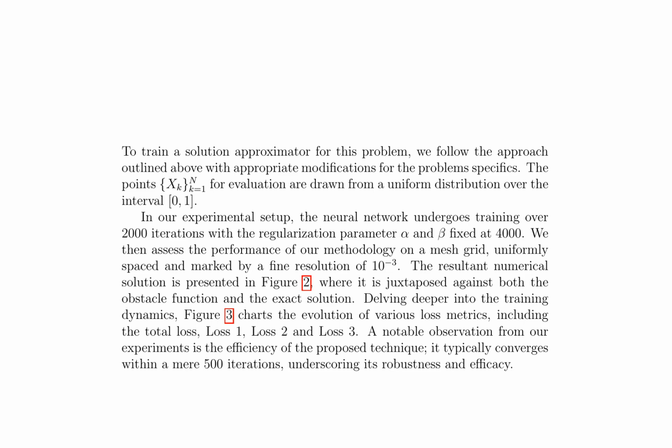The training process for the solution approximator involves modifications tailored to the specific problem. Points for evaluation are drawn from a uniform distribution over 0, 1. The neural network undergoes training over 2,000 iterations with the regularization parameters alpha and beta fixed at 4,000. The performance is assessed on a mesh grid with a fine resolution of 10 to the power of 3. The numerical solution is presented in Figure 2, alongside the obstacle function and the exact solution.